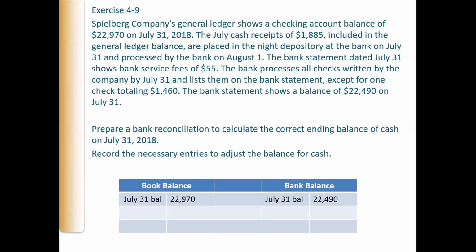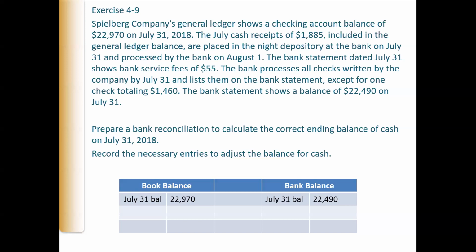The bank processes all checks written by the company by July 31st and lists them in the bank statement, except for one check totaling $1,460. The bank statement shows the balance of $22,490 on July 31st. Prepare a bank reconciliation to calculate the correct ending balance of cash on July 31st, 2018. Record the necessary entries to adjust the balance for cash.